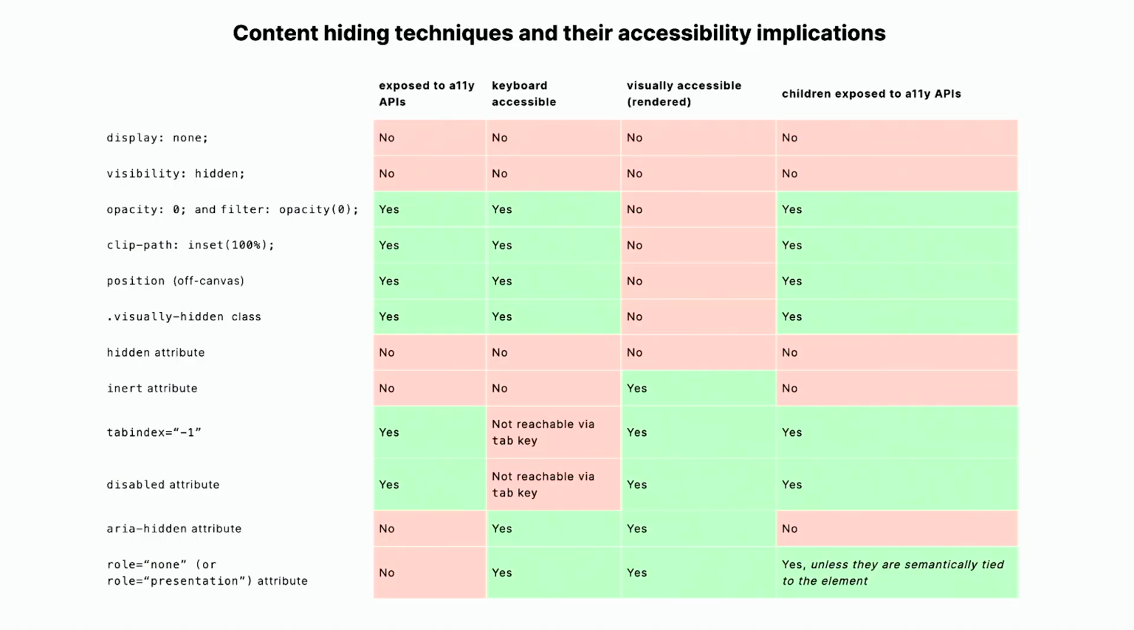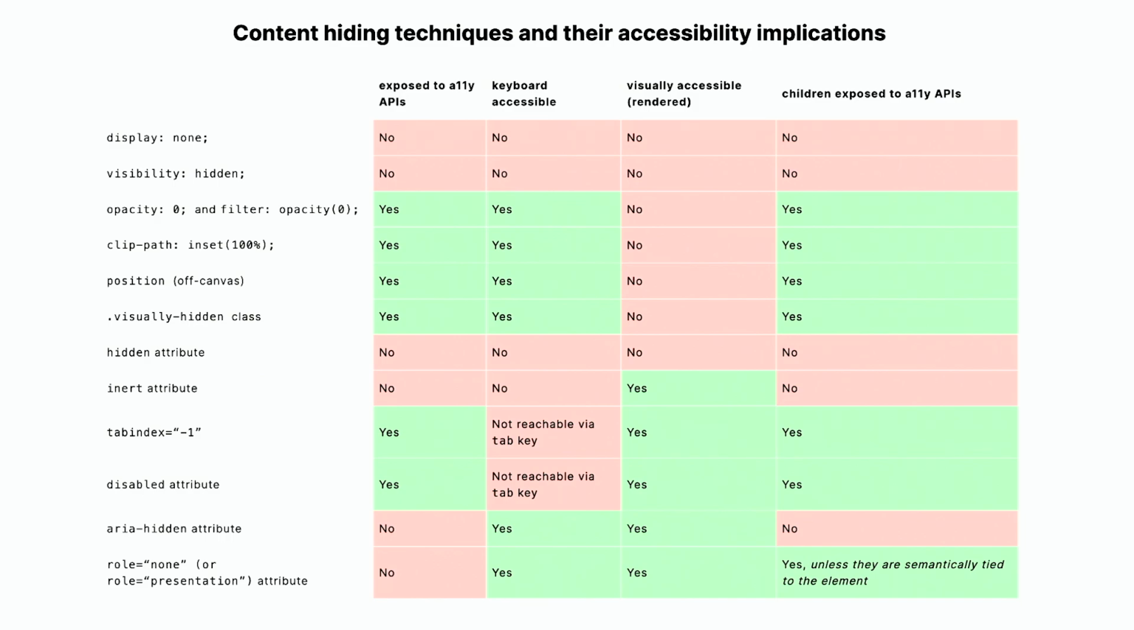Now, in addition to CSS, this is another table. It's exactly the same as that one, I think, but now with the additional HTML and ARIA techniques. There are other ways you can hide elements, not using CSS, but using ARIA and HTML. And each hiding technique affects the accessibility of content in a different way. Some of it hides it from the accessibility tree. Some of it removes it from keyboard focus. Some of it hides it visually. Depends on which one you use.